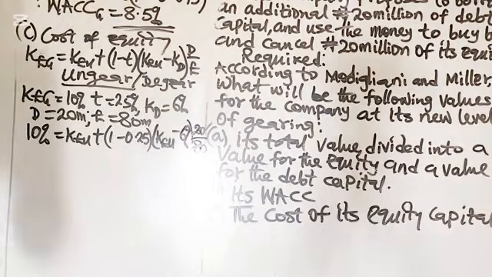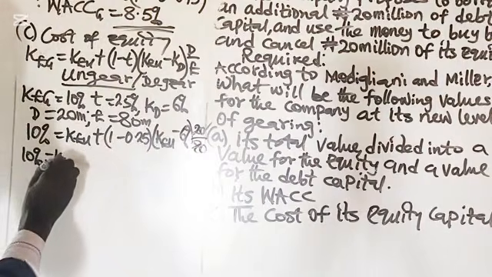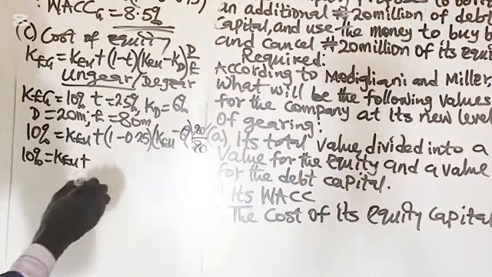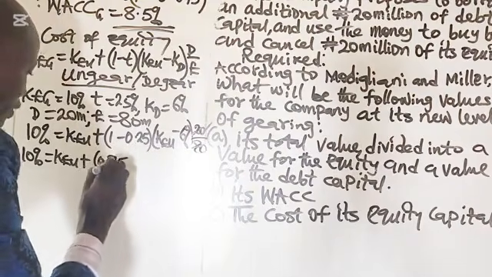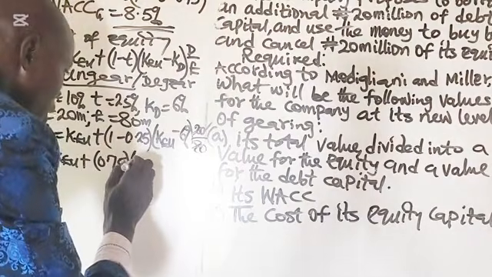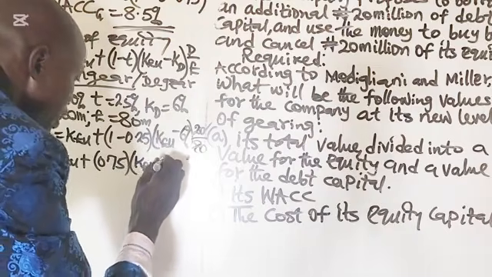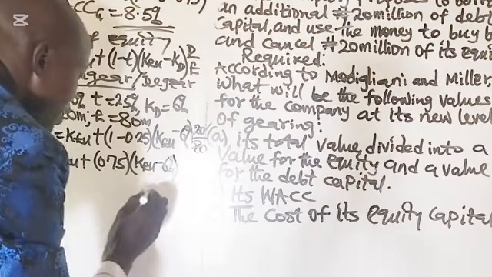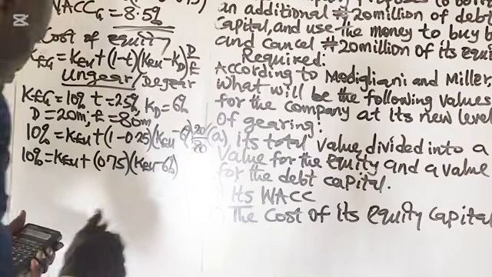So we have 10% equal to Q plus 0.75, if you subtract this, into Q minus 6% into 20 divided by 80. That gives us 0.25.